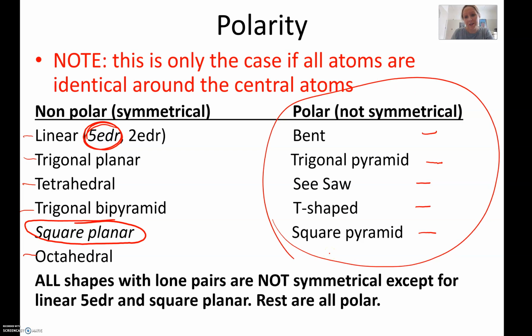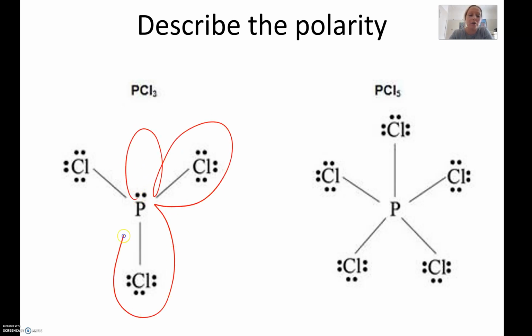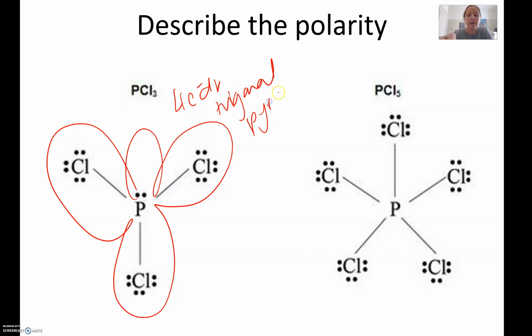So if you can remember this slide, this is the big one, and we're going to do some examples. So let's describe the polarity. One's a level 2 shape and one's a level 3 shape. First of all, we're not going to justify the shapes right now, but we've got 1, 2, 3, 4 electron density regions, and this shape is trigonal pyramid because there are 3 bonding and 1 non-bonding, so that's trigonal pyramid.